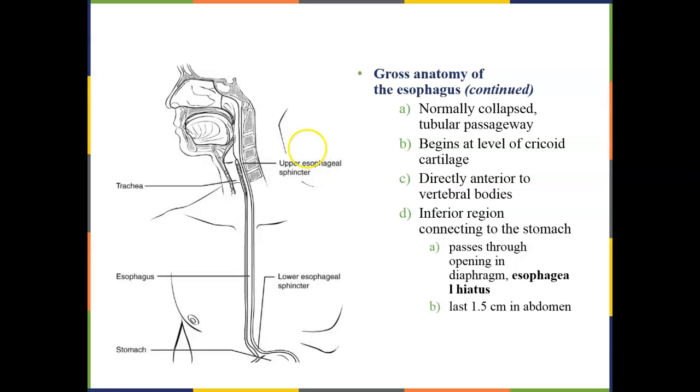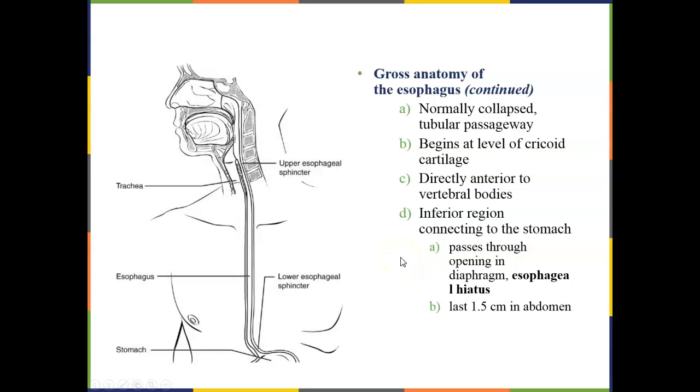The esophagus is a long tube. So it runs from the pharynx, and the pharynx ends right at the region where the larynx is. So this cricoid cartilage here, that's where the esophagus starts. And it runs all the way down through the entire thoracic cavity, moves through the diaphragm into the abdominal cavity and links to the stomach. We have an upper esophageal sphincter that controls the movement of food going into the esophagus, and a lower esophageal sphincter that controls the movement of food into the stomach.